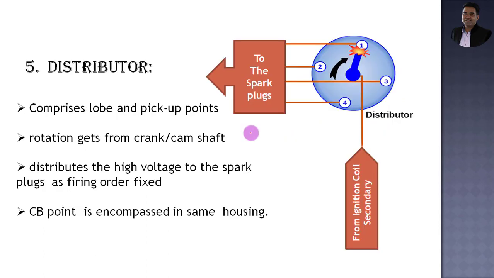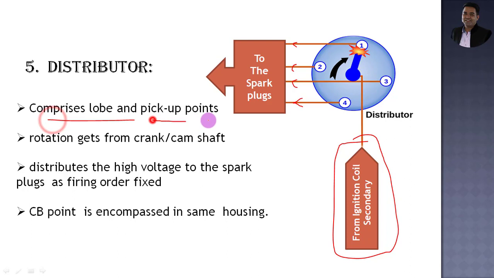the contact breaks. The next component you can consider is the distributor. This end of the distributor is connected with the secondary winding, or you can say the high tension coil, of the ignition coil, and these ends are connected with each and every spark plug which are inside the cylinders. In construction, the distributor comprises a lobe and the pickup points. This is the rotating lobe, and this 1, 2, 3 and 4, these are the pickup points.